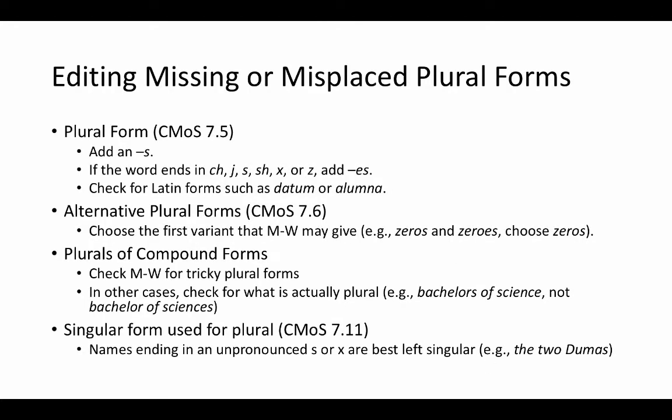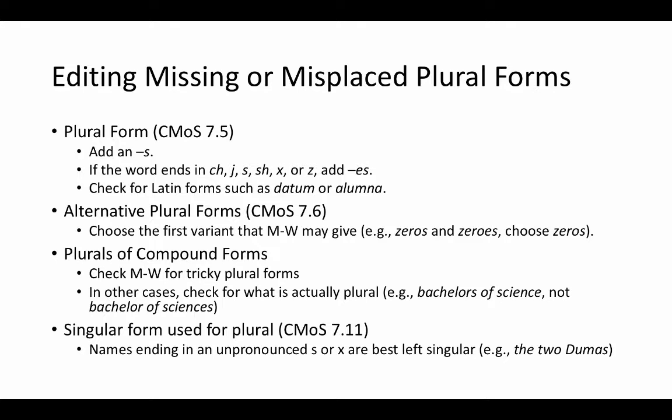Some of this is relatively elementary, but it helps to see some of the basics that perhaps we take for granted. For plural forms, of course, you add an S to the word unless they end in one of these other letters in which you would add ES. And of course, check for unusual Latin forms such as the singular of data being datum and the singular of alumni being alumnus. Some of the alternate forms that are out there for various spellings, consult Merriam-Webster, and Chicago recommends taking their first variant. So for example, zeros can be spelled in two ways. Chicago would have you choose it the first way without the E.